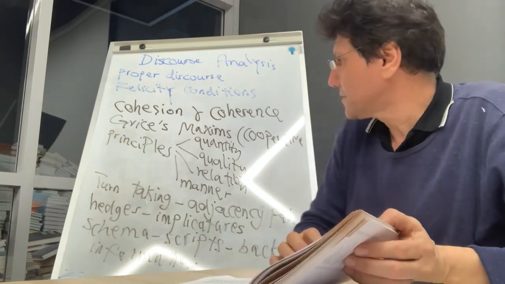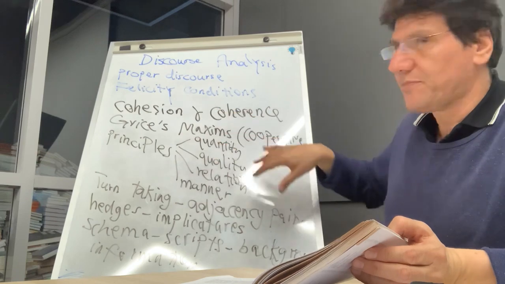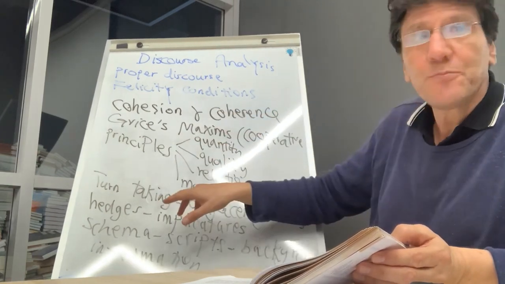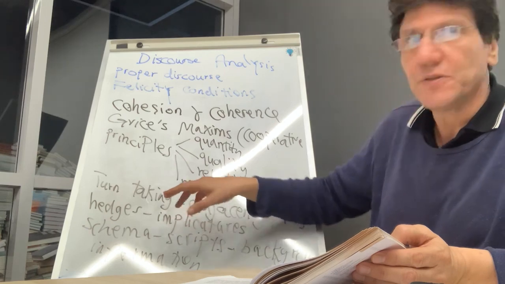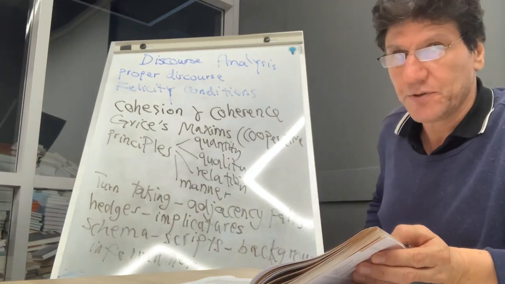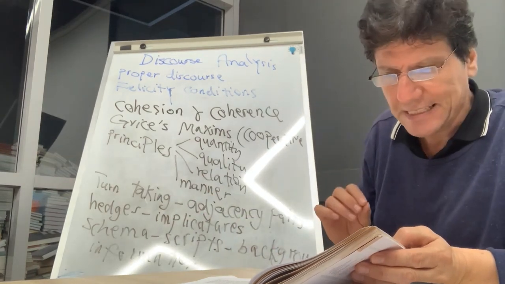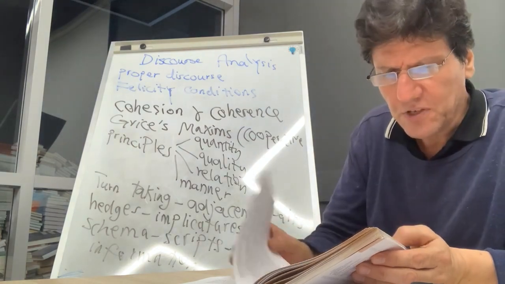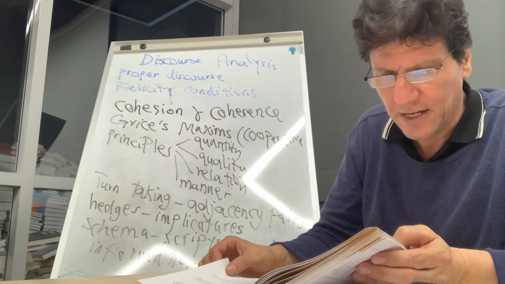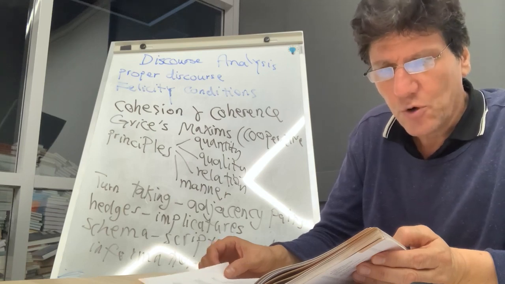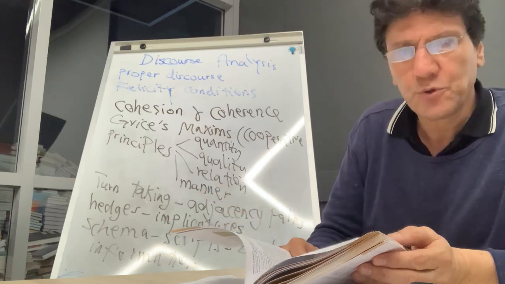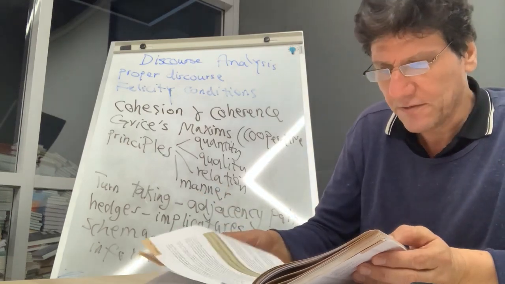Alright, the next, so these are the cooperative principles, Grice's maxims. Another important element of successful communication or proper discourse is turn-taking. What do we mean by turn-taking? There are rules of turn-taking that you have to observe. So, give turns to the other speaker. Don't be talkative all the time.